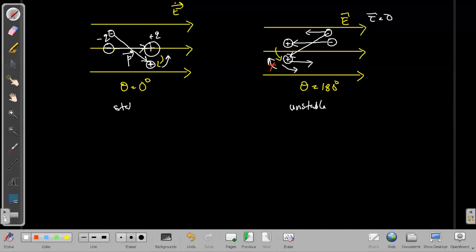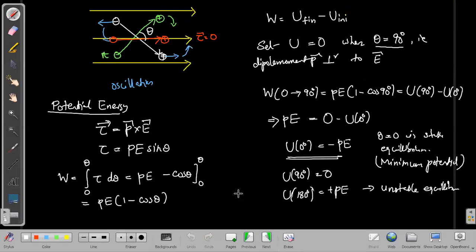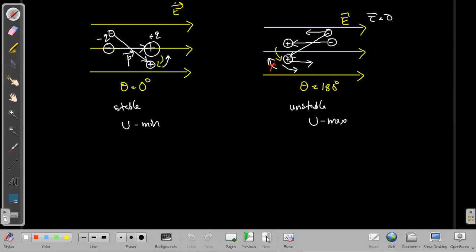and this is stable equilibrium. So here the potential energy would be minima, and here the potential energy would be maxima. Okay, so now what I have found is the potential energy at 0 degrees is minus PE. So then from this I can calculate the potential energy at any angle. So remember the work done from 0 to theta, how will I write? That would be equal to PE into 1 minus cos theta, and that can be written as the potential energy at theta angle minus potential energy at 0 degrees.